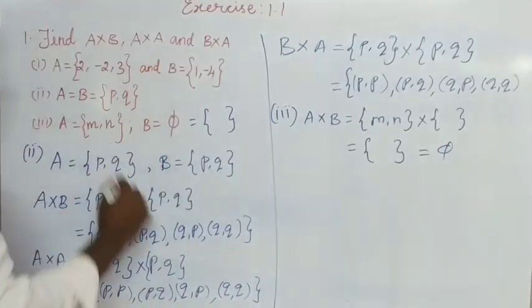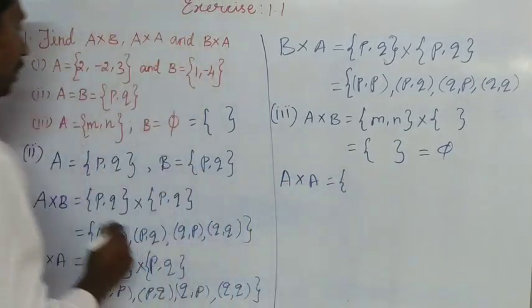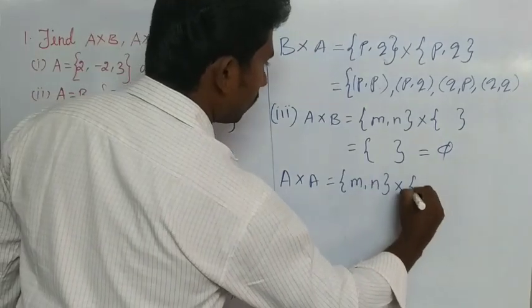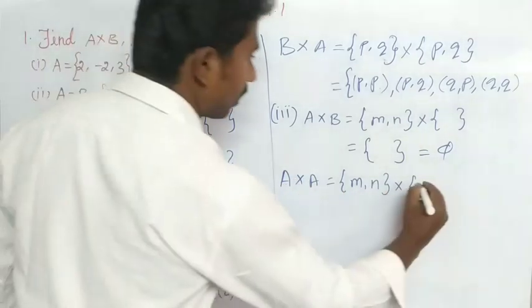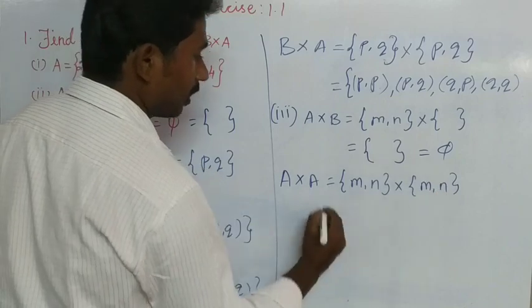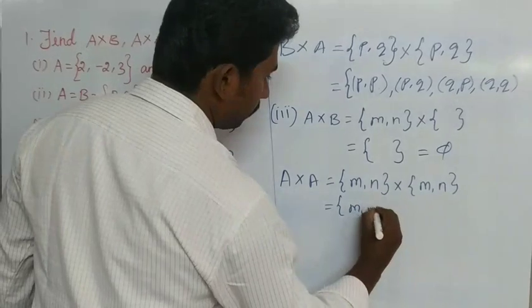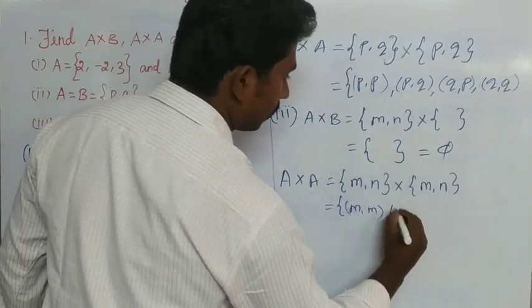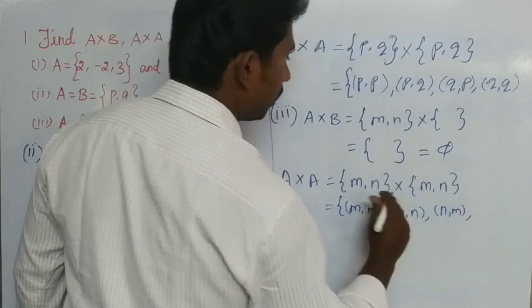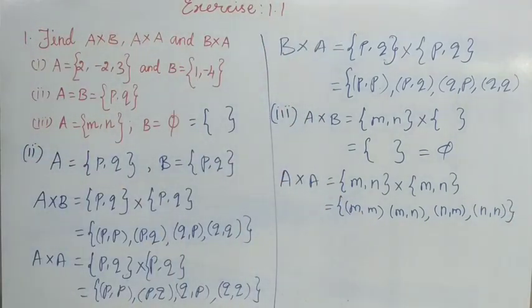Okay, then A cross A we have to find. So A cross A is equal to, what are the elements of A? It is given {M, N}. Then cross again the same elements because it is the same set. So A is {M, N}, again A is {M, N}. Now we have to make the Cartesian product. So (M, M), then (M, N), then (N, M), then (N, N). So it is the Cartesian product for A cross A.